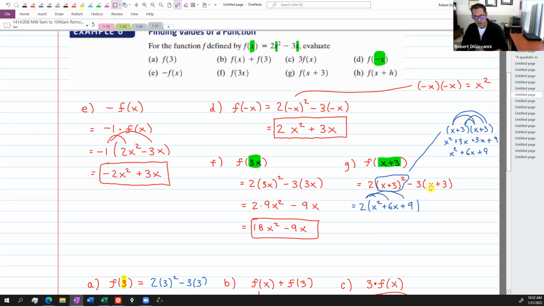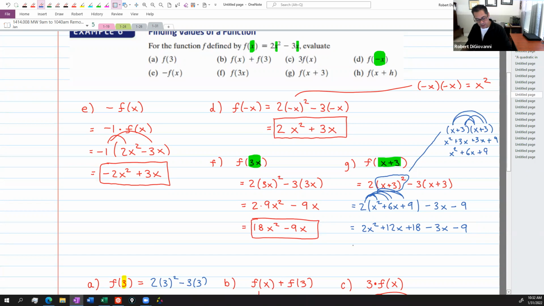But how about over here, Alyssa? What would this become? I just really wanted you to tell me what this would become. That one, you would also distribute the -3 into the parentheses with the 3 plus x. So what would you get? -3x minus 9. Minus 9, okay, good. And then we'll distribute the 2 through and get 2x squared plus 12x plus 18, but then we still have minus 3x minus 9.